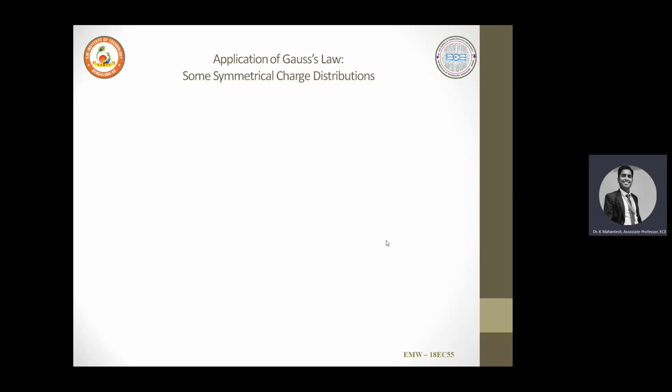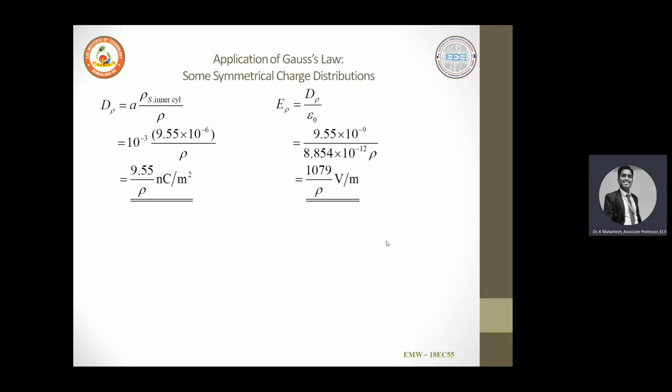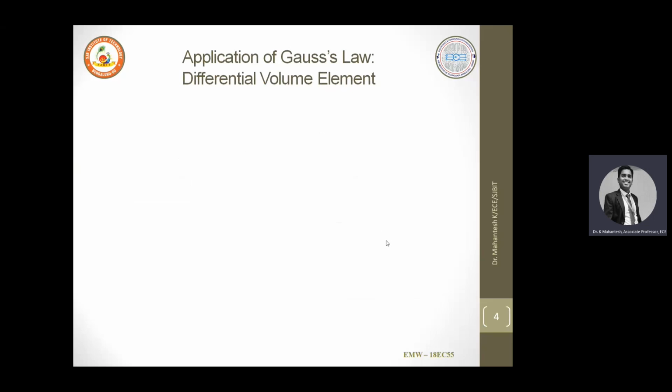Now, since we have applied Gauss law to a line charge, a point charge and a coaxial cable, now we shall try to apply Gauss law to some symmetrical charge distribution. And we will obtain D is equal to a rho s by rho and E is equal to D rho by epsilon naught. So now I will apply Gauss law to differential volume charge distribution.